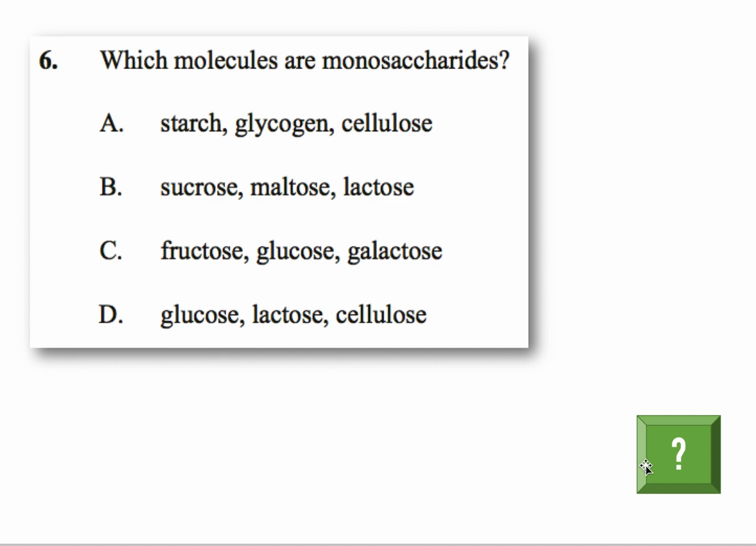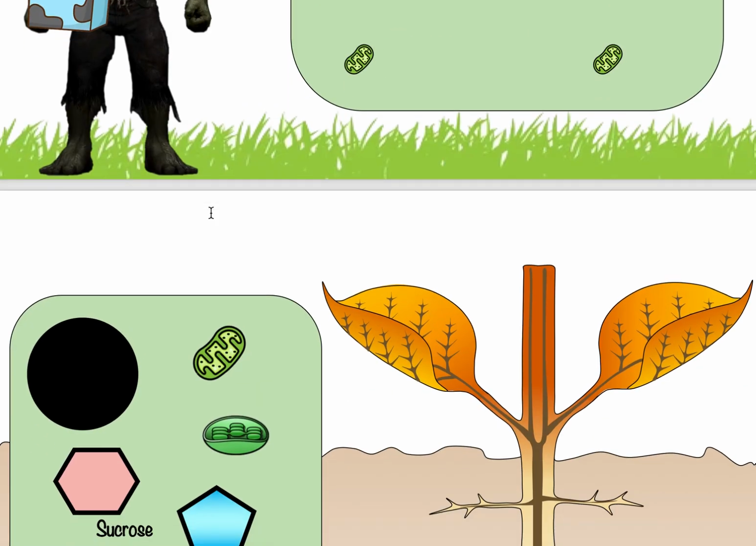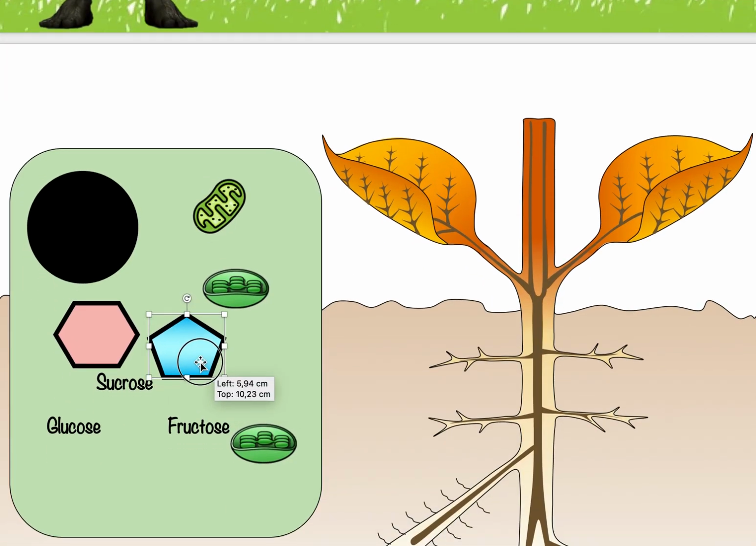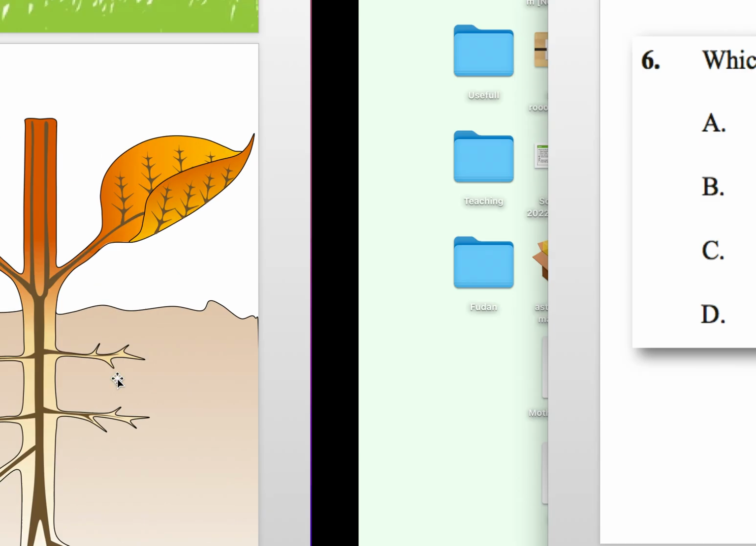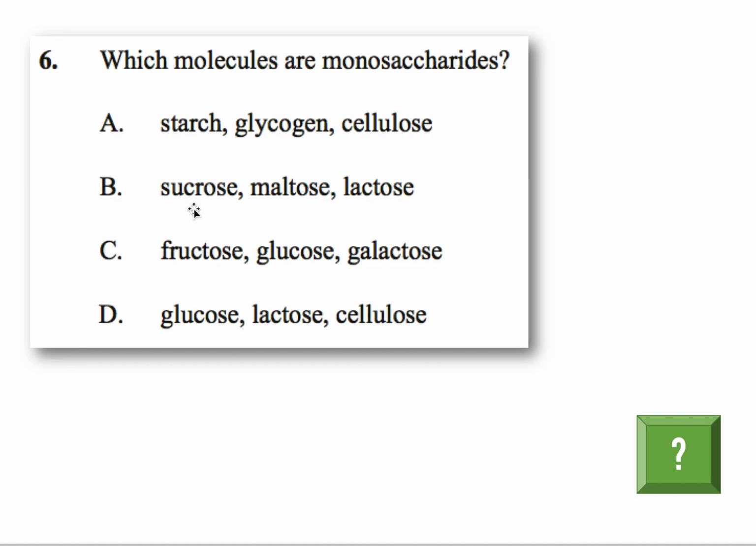Here we get another one. Which molecules are monosaccharides? So single unit sugars. Is starch a monosaccharide? No. Starch is a molecule made when a bunch of glucoses are put together. So it's a polysaccharide. So we can just automatically skip A. It's not going to be A. What about B? Sucrose. So no, sucrose is a molecule made when you put fructose and glucose together. I can show you. So this is fructose, this is glucose, you put it together, we call it sucrose. So it's a disaccharide. So we know it's not going to be this one either.